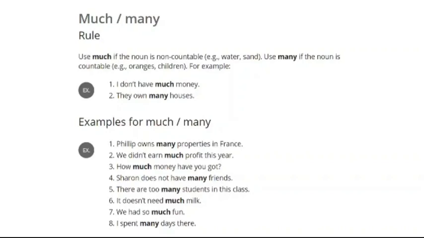Next, it doesn't need much milk. Next, we had too much fun. Eight, I spent many days there. So these are the rules and some of the examples of much and many.